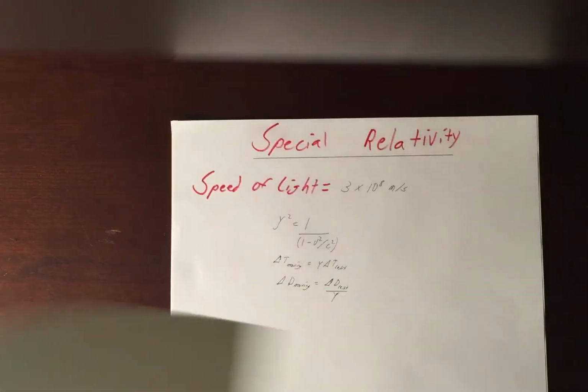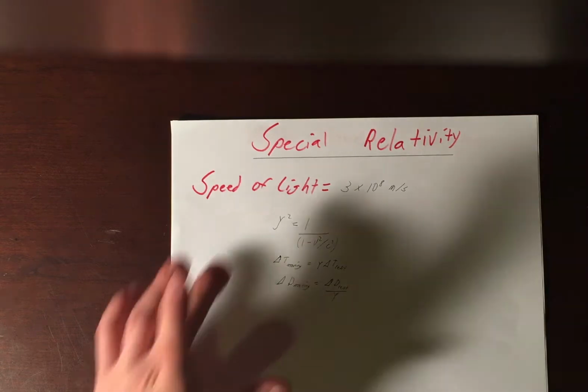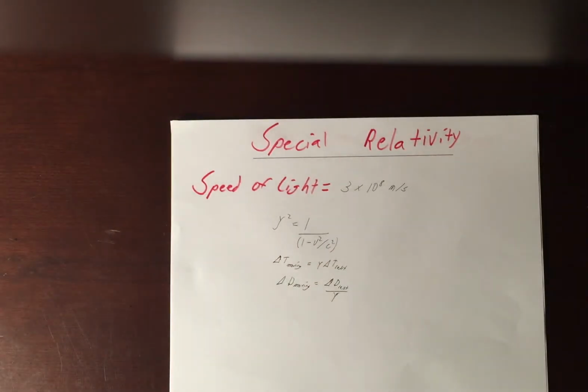Next, we have special relativity. All this pretty much says is that no matter what medium light is in, it is always going to travel at 3 times 10 to the 8th meters per second. This speed is also the speed limit of the entire universe, and no other particle is going to be able to travel faster than that. And all of these functions can be used when dealing with special relativity.